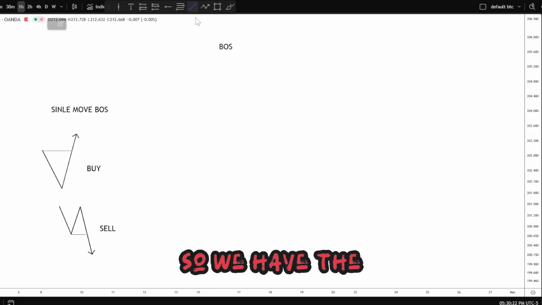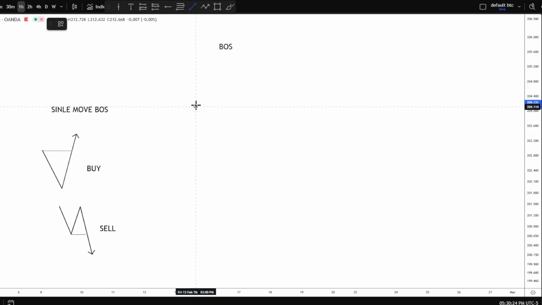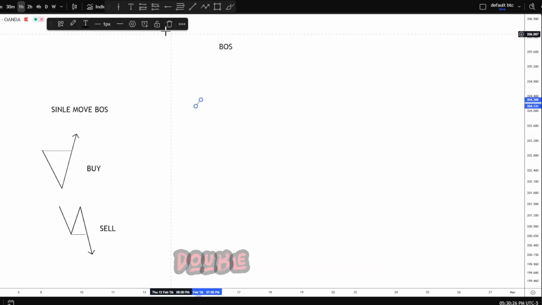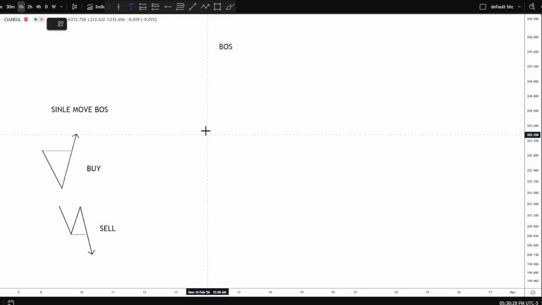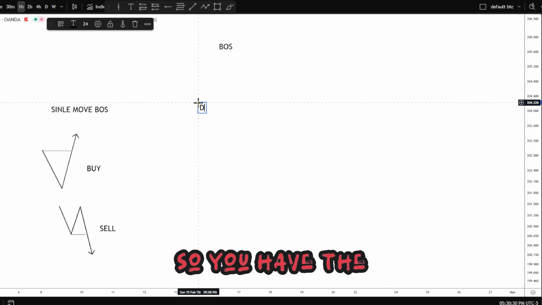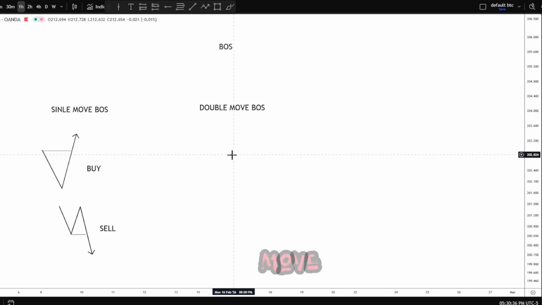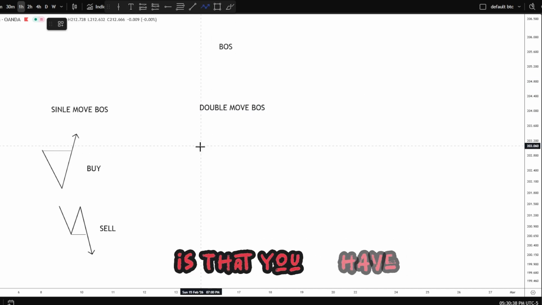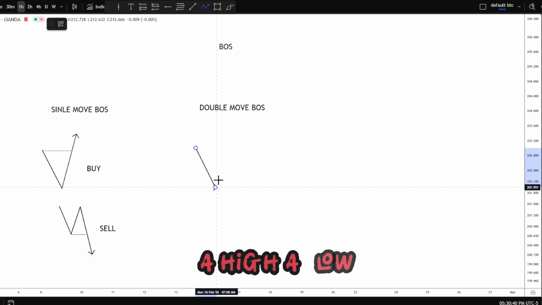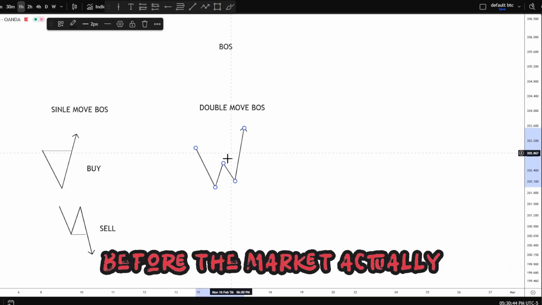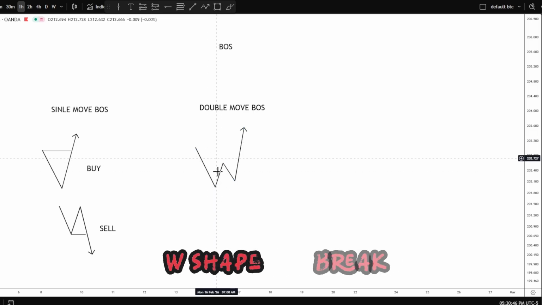So we have the double move break of structure. Some people call it double break of structure, however you want to call it. The double move BOS is where you have a high, a low, a high, a low before the market actually goes. So it's like a W-shaped break of structure pattern.